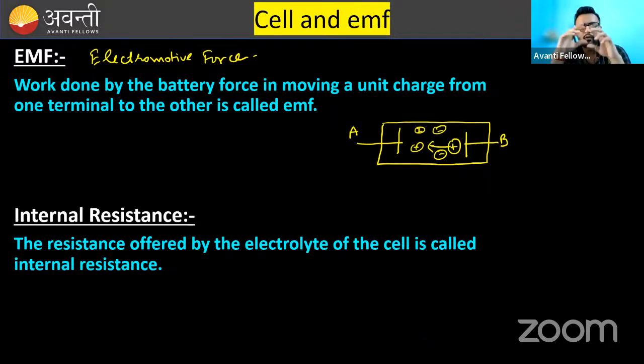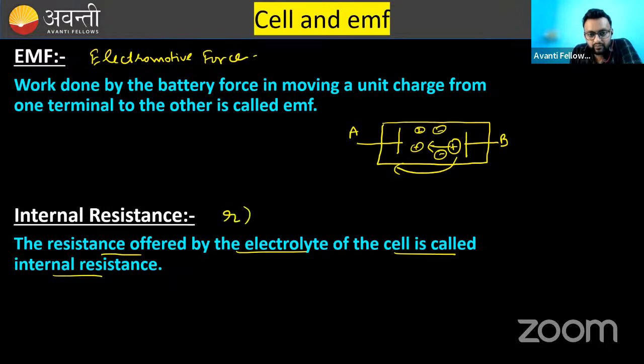So two things are clear. What is a cell? It converts chemical energy into electrical energy. What is EMF? Work done by the battery force. What is internal resistance? The resistance offered by the electrolyte of the cell is called internal resistance. These charges are moving from one terminal to the other, and the other charges are opposing it. Clear? Now, how is this internal resistance represented?